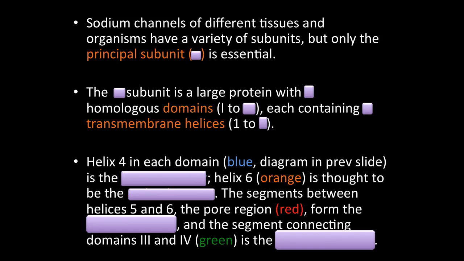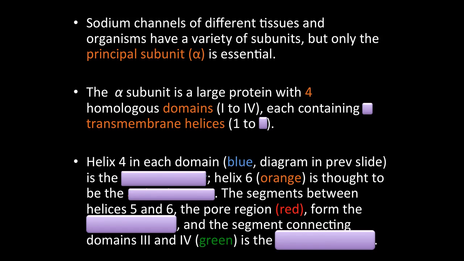The sodium channels of different tissues and organisms have a variety of subunits, but only the principal subunit. And what will be the principal subunit of the ion channel? That's right, it's the alpha subunit. The alpha subunit is a large protein with some number of homologous domains. How many domains is the alpha subunit made up of? Alright, think about it. I know you know the answer. Correct, 4. You're doing well.